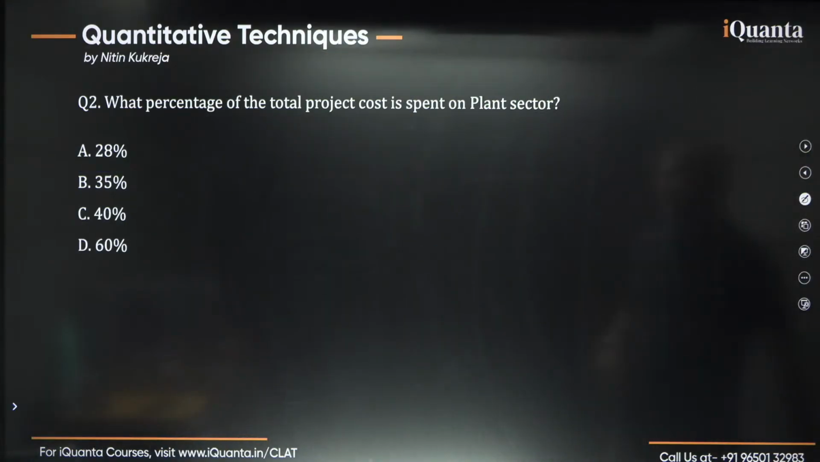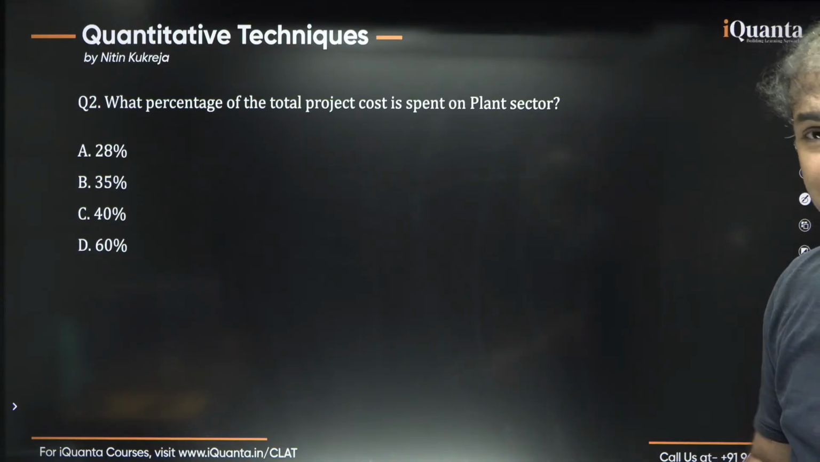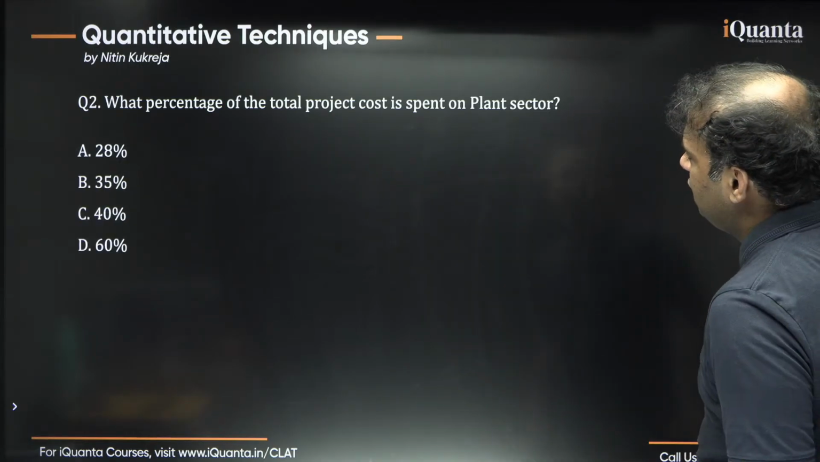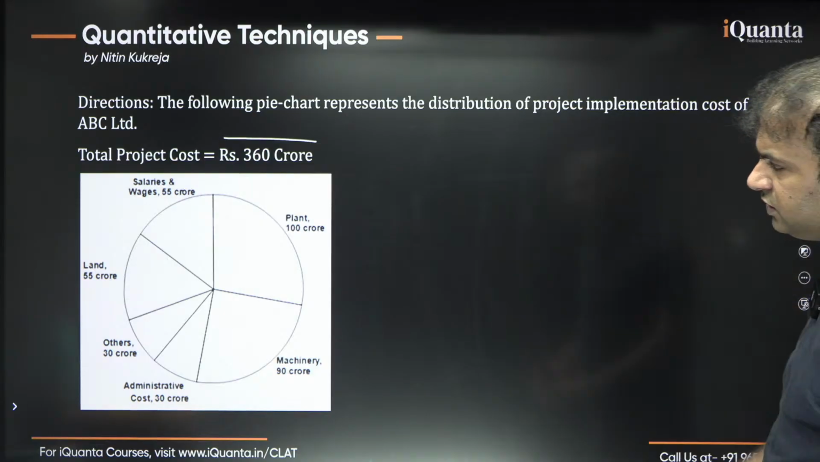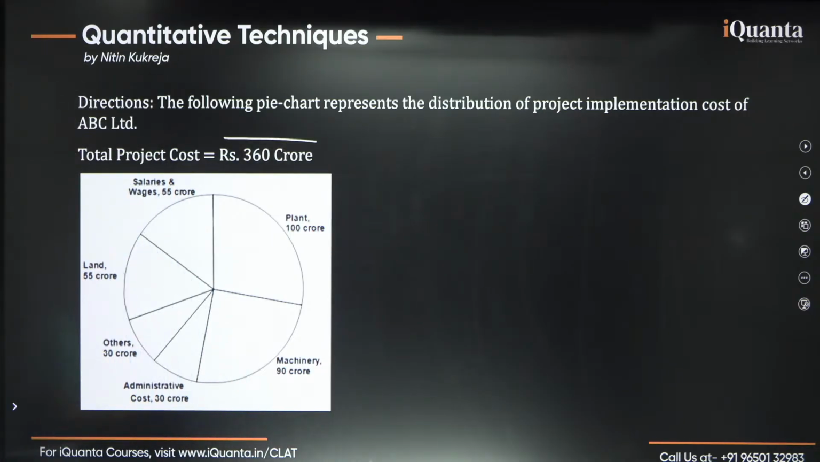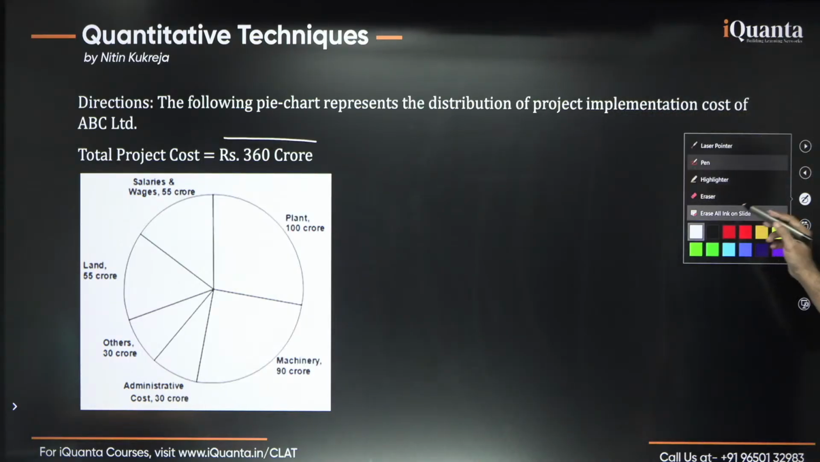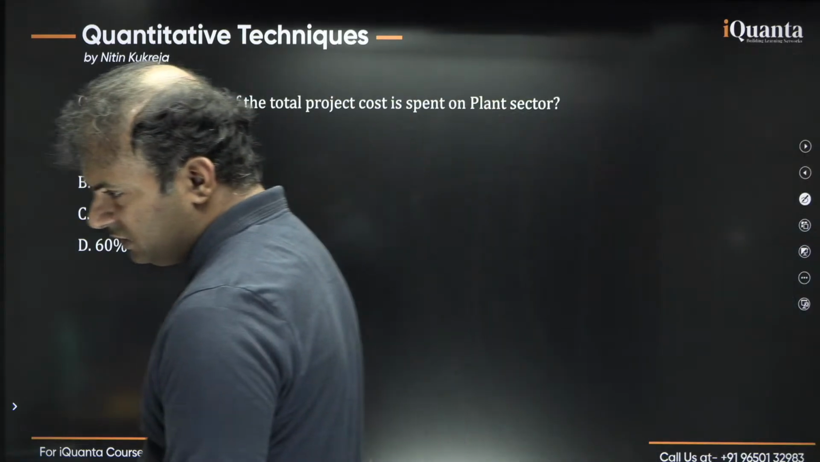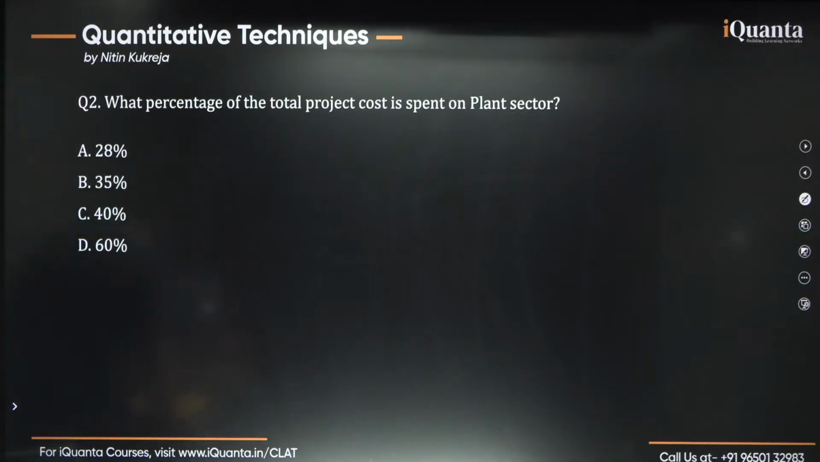Question number 2 says: what percentage of the total project cost is spent on the plant sector? Same kind of question, guys. Last time they were asking about the machinery sector, now they're asking about the plant sector. You can quickly take a screenshot of this pie chart and try to solve it. Yes, Shreya, very good. It's a very easy question, and I know a lot of you will give me the right answer.